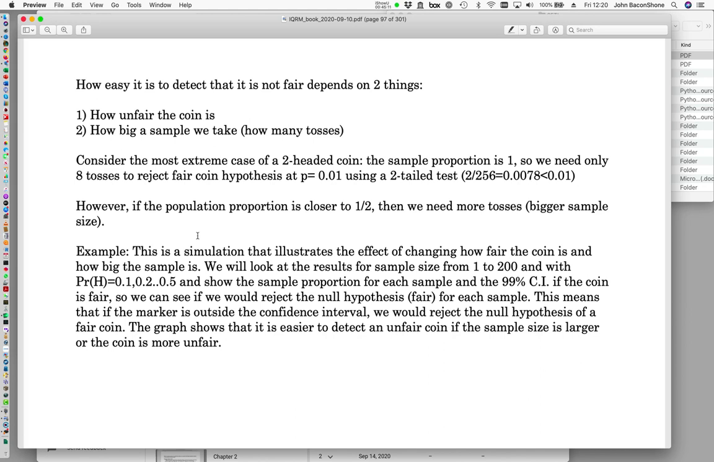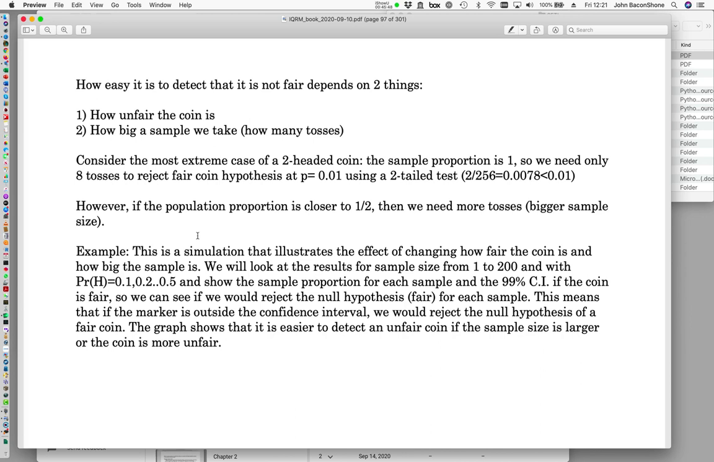Okay? So I'm now going to show you again a simulation to verify the effect. I'm going to illustrate the effect of changing both how fair the coin is and how big the sample is. So we're going to look at a number of simulations. We'll do simulations from a sample size of 1 all the way up to a sample of 200. We know a sample of 1 cannot be enough, right? We know the minimum possible is 8, right? 8 is the minimum possible sample size to be able to reject at 1%.